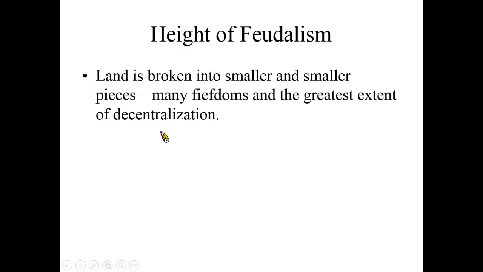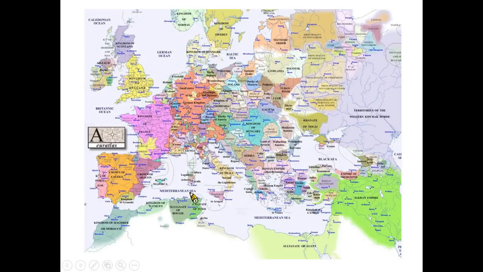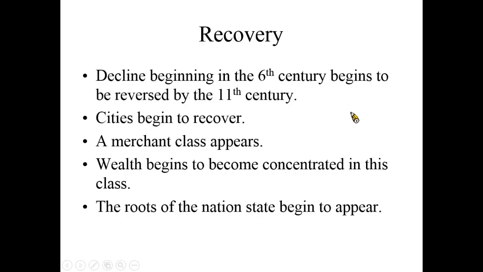The height of feudalism, around 1300, is illustrated in this map, where Europe is broken into a very large number of small places. This is going to change, though, and after the 13th and 14th century, we begin to see recovery in which a small merchant class develops and wealth begins to be concentrated into this group. This is the origin of the nation state.